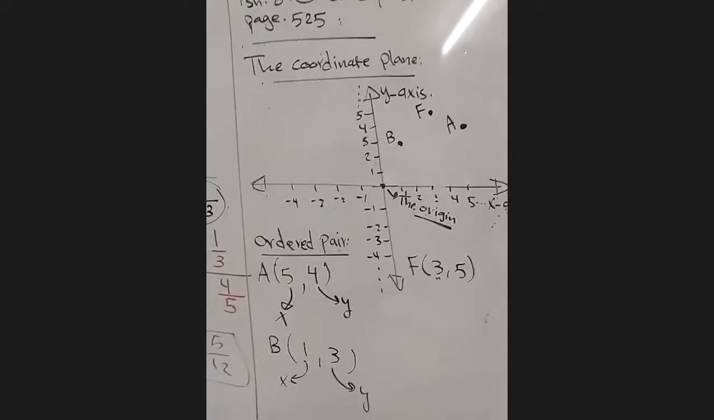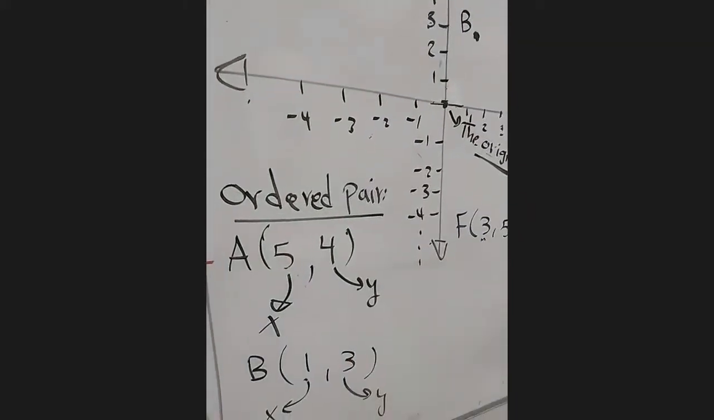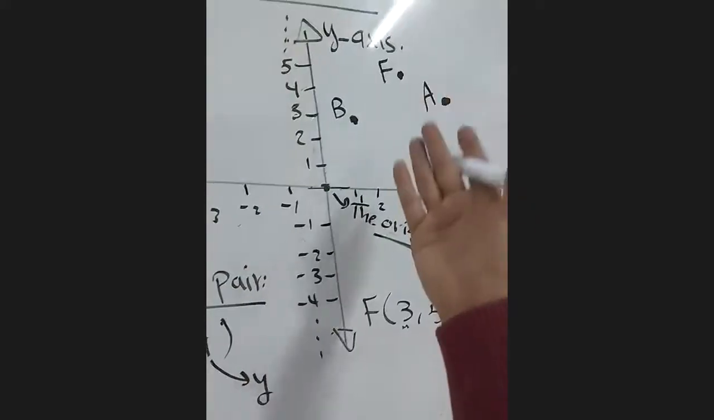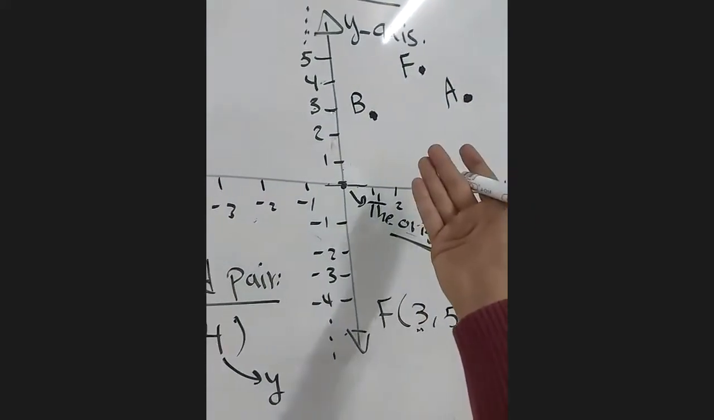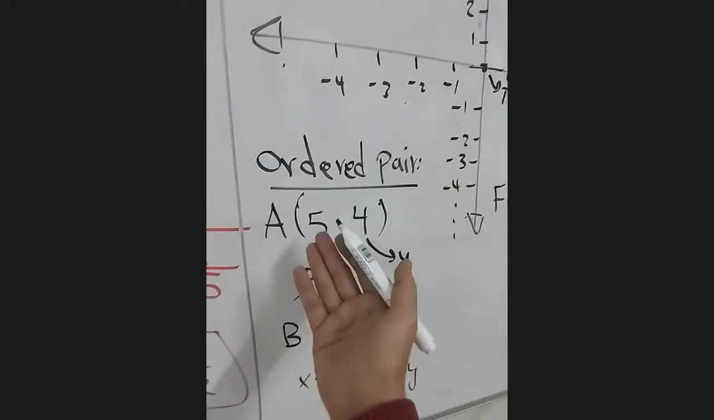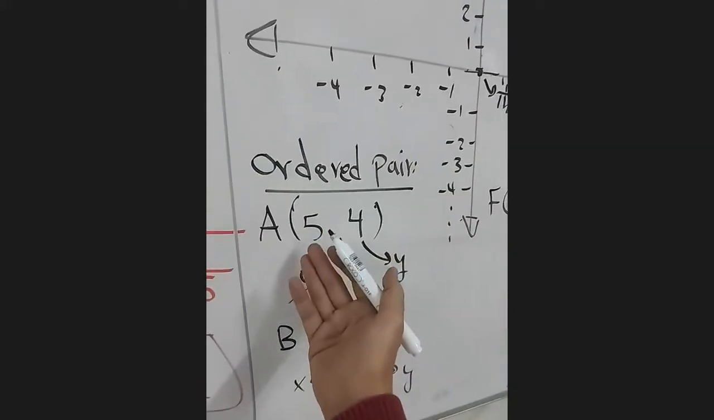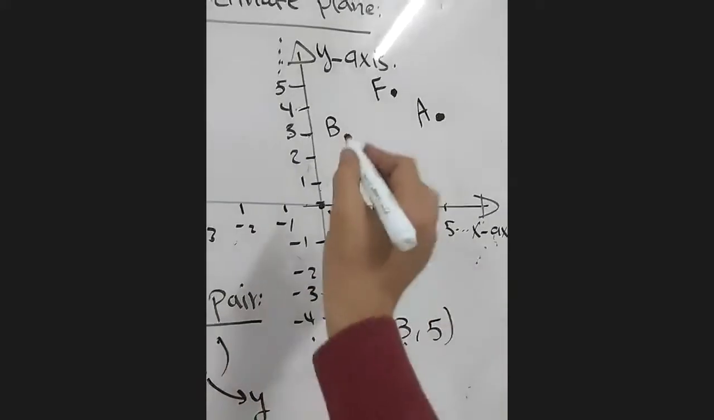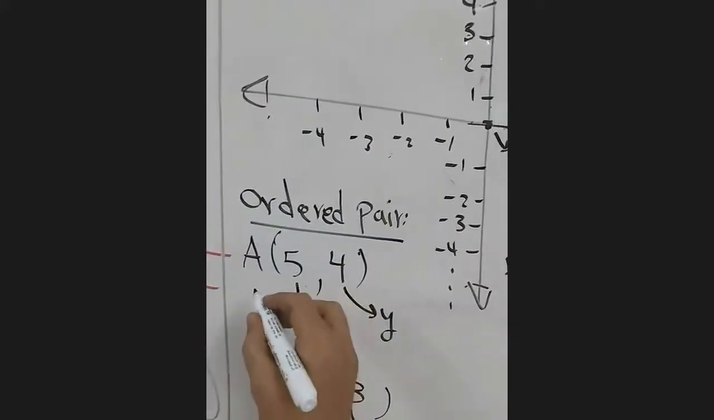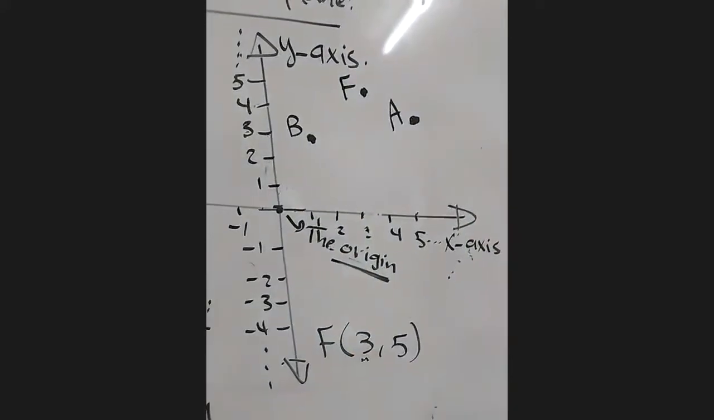It's an easy idea. We call it an ordered pair. How do we plot the ordered pair, or graph the point on the coordinate plane? We go to X first, then we go up or down until we get Y. Then we put our point and we put the letter of it on the point like this.